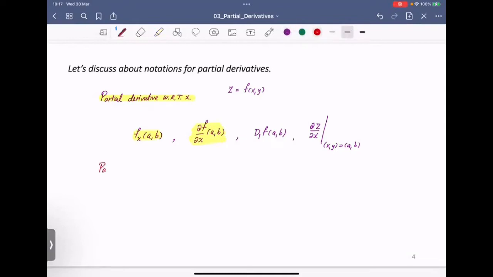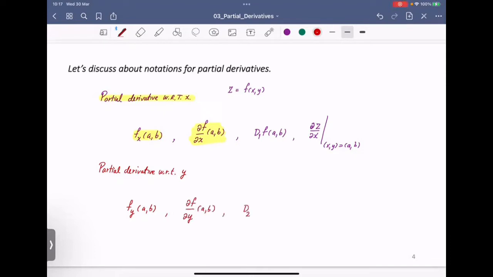So for partial derivative with respect to y, it feels the same way. Just change the notation from x to y. Right? It's gonna be f subscript y at (a, b) here. This is one notation. Or you can have curl f by curl y at (a, b). Okay, this is fine too.